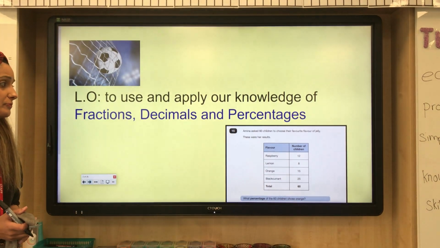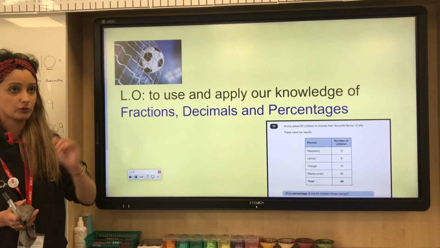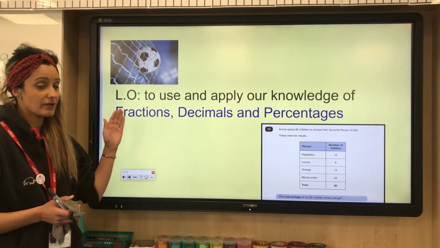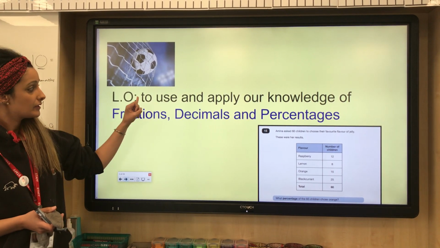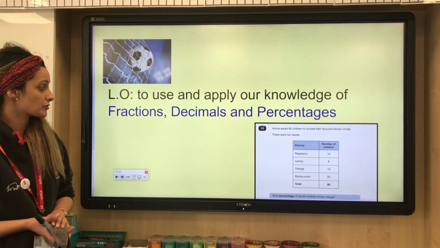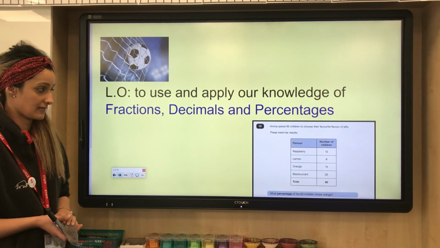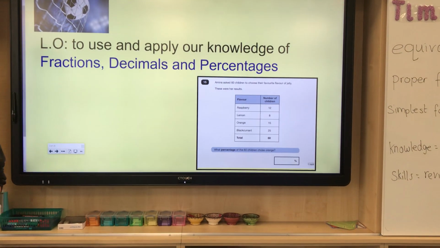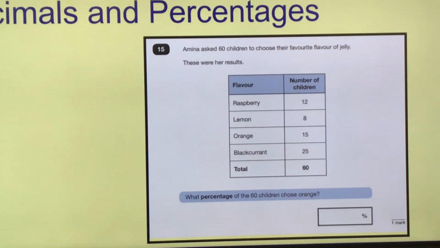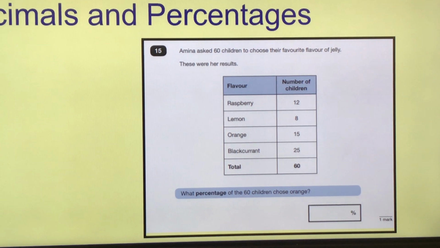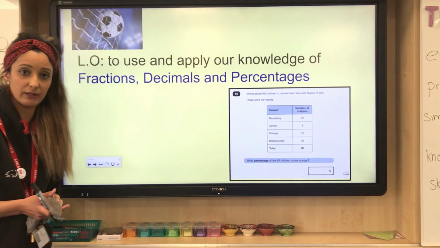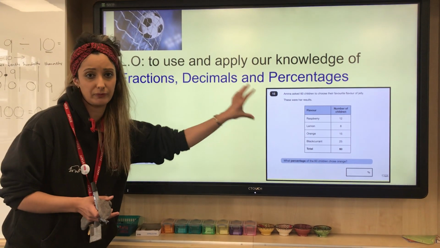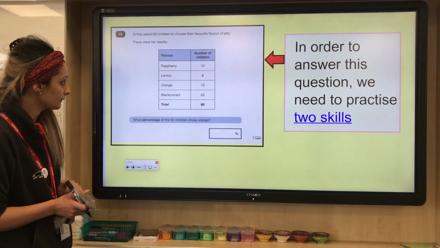At this point here, we'd move on to the learning objective and we would read this chorally. So read this with me. LO: To use and apply our knowledge of fractions, decimals and percentages. Now you can see here I've snipped a question from the actual 2019 paper, and it was a reasoning paper. We wouldn't model this at this point, it's just so the children get an idea of what type of question we're going to be looking at.